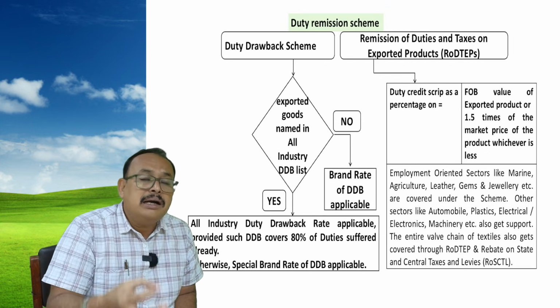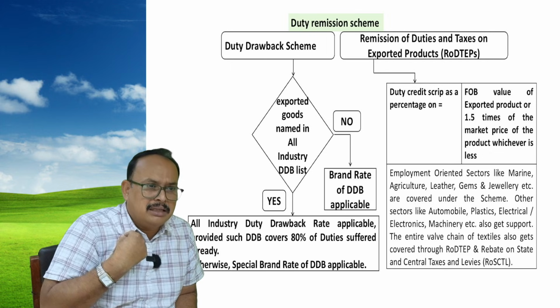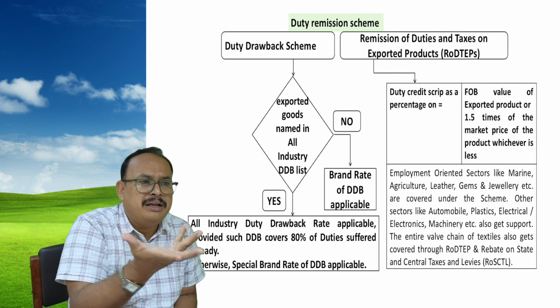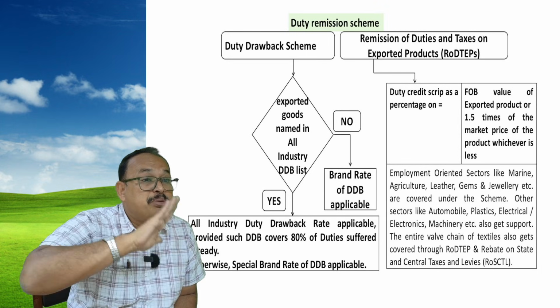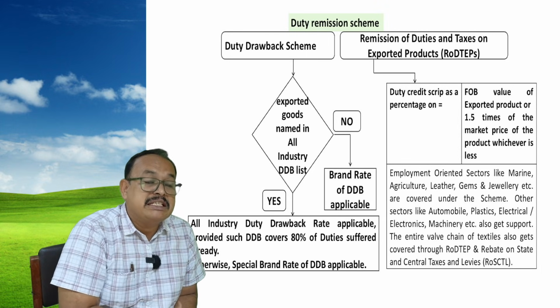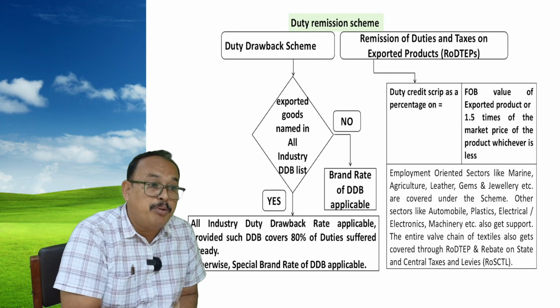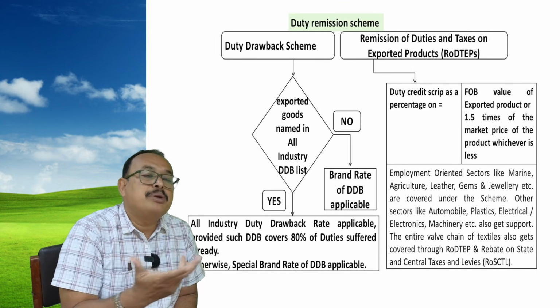drawback rate. All industry drawback rate covers general products: cloth, specs, watch, pen, paper. Whereas the brand rate covers the special products, which are valuable and seldom imported or exported. In that case, brand rate will apply.